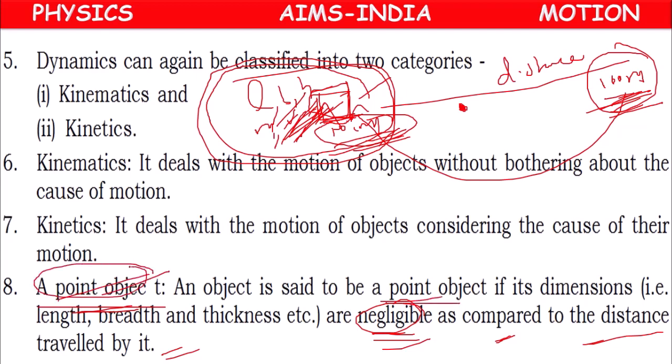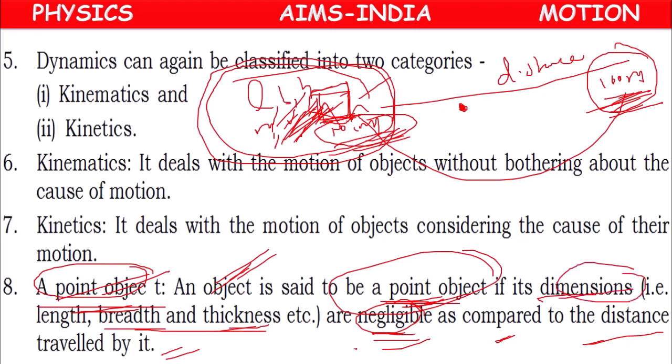In all our problems, all over this chapter, whatever object we mention, that will be a point object. Means whose dimensions like length, breadth, thickness are negligible as compared to the distance traveled by it. Okay, children.